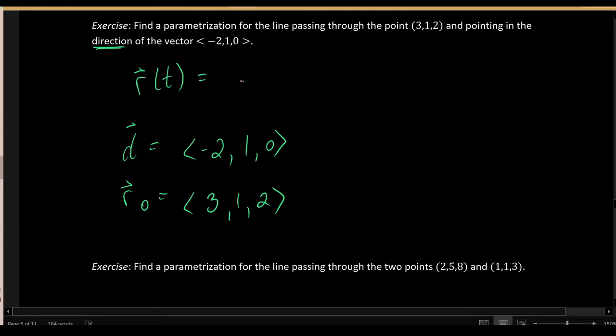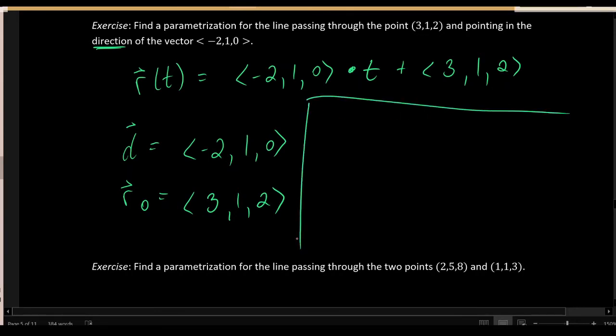So we can take the direction vector -2, 1, 0, scale it by the parameter t, and then add the initial point 3, 1, 2. I can leave it in this format, or I can use component-wise scaling and addition to combine it, giving me r of t equals -2t plus 3, 1 times t plus 1, 0 times t plus 2.